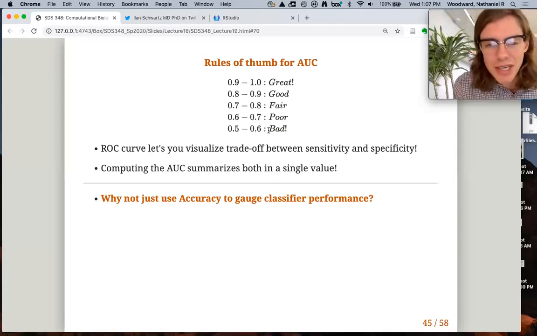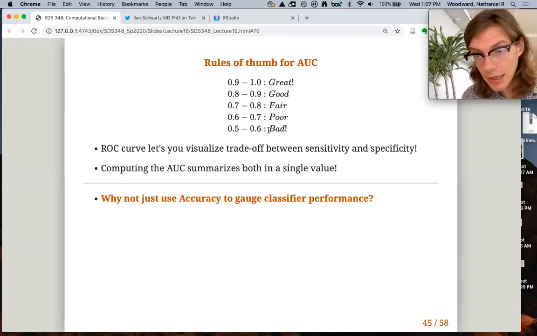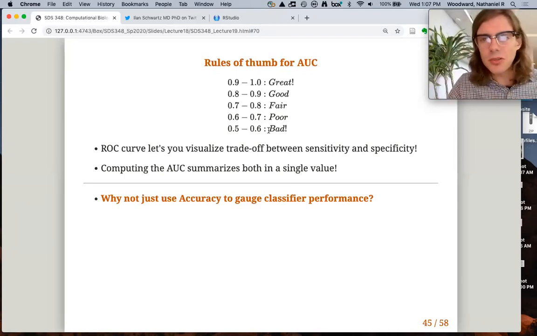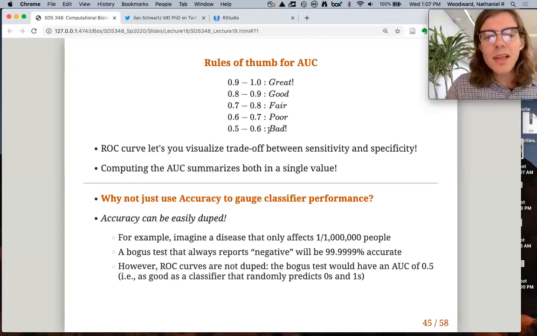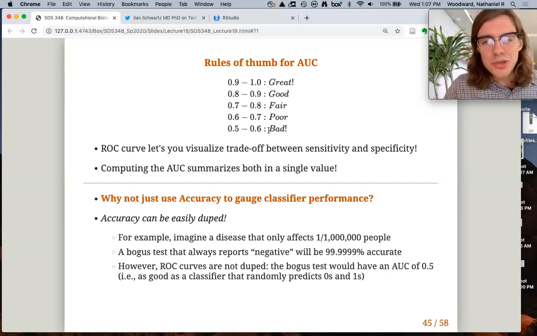So why not just use accuracy, right? Why do we have to go to so much trouble to get this AUC number? Because accuracy tells us the proportion of the time we get it right. So out of everybody, how many did we classify correctly, right? How many malignants did we classify as malignant? How many benigns did we classify as benign out of everybody? Why not just use that, right? Why make this weird curve and do this stuff? Accuracy has some problems. It can be tricked.